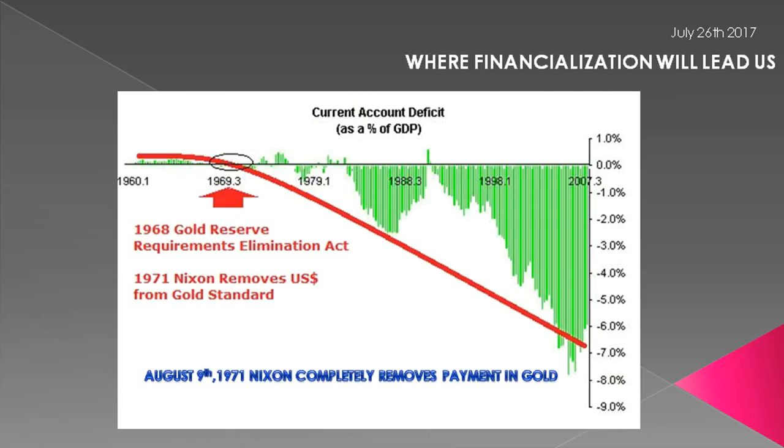As pressures mounted on the U.S. balance of payments to fund the costs associated with the Vietnam War and President Lyndon Johnson's Great Society, President Richard Nixon shocked the world when unexpectedly on August 9, 1971, he completely removed the U.S. dollar from the gold standard, thereby making the U.S. dollar a fiat currency. In other words, the U.S. dollar was no longer backed by anything other than the promise and goodwill of the American taxpayer. The financialization of America had begun.